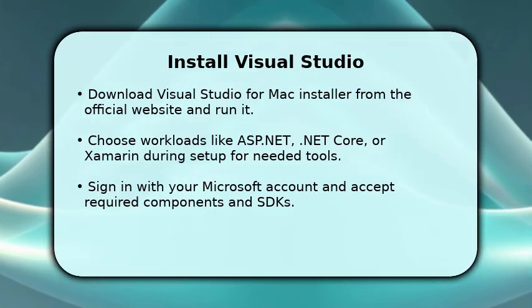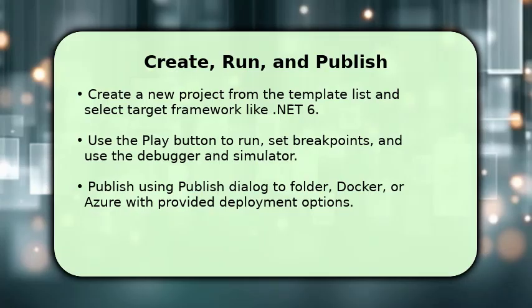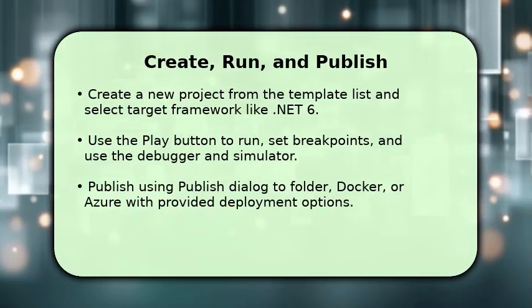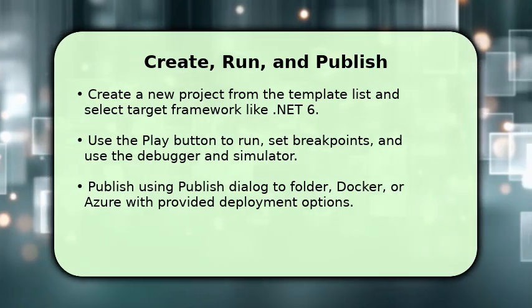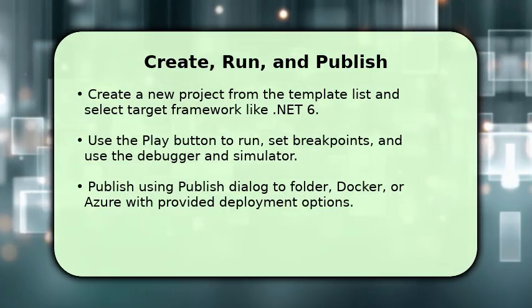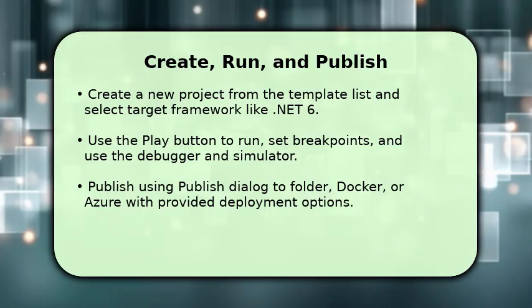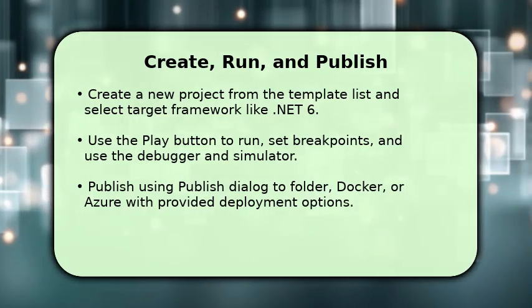Now create, run, and publish a project inside Visual Studio for Mac. Click New Project and pick a template, then select a target framework like .NET 6. Configure project options and choose a platform such as macOS, iOS, Android, or web.